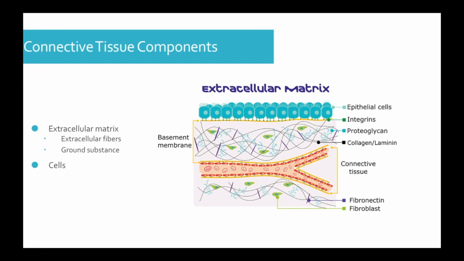Components of connective tissue: we have the extracellular matrix, so the background outside the cells, which includes extracellular fibers and ground substances. The ground substance is the medium through which cells exchange nutrients and waste with the bloodstream. It acts as a shock-absorbing cushion, and it helps to protect the more delicate cells that it envelopes.